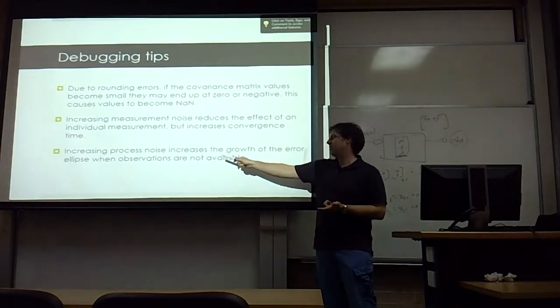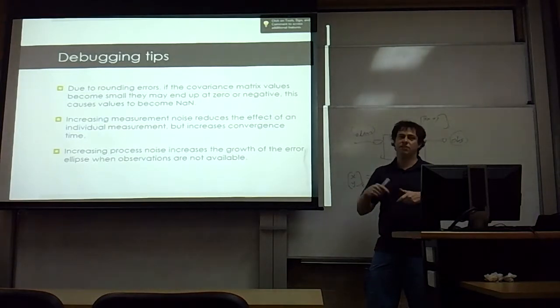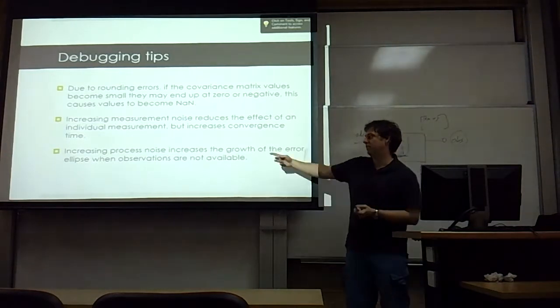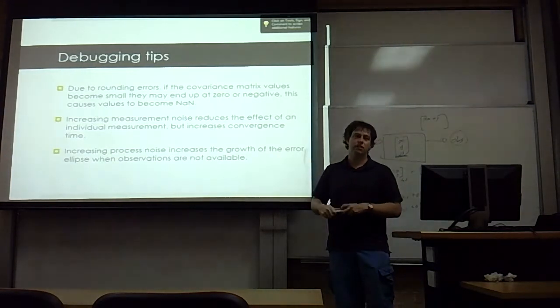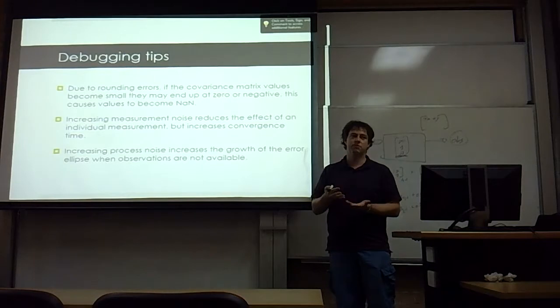Increasing process noise increases the growth of the error ellipse. If you watch localization and it's not seeing objects, you can see the ellipse expanding. The process noise is what's doing that. It's the noise that's assumed to be inherent in the model, because our model doesn't quite match reality.